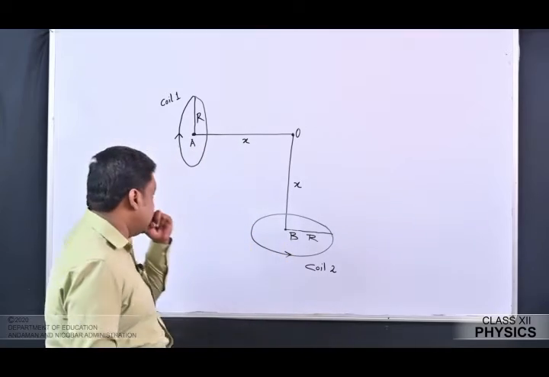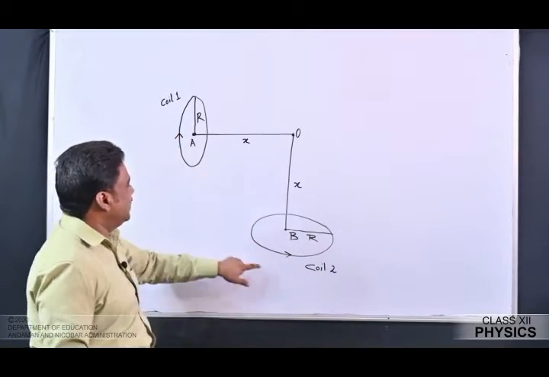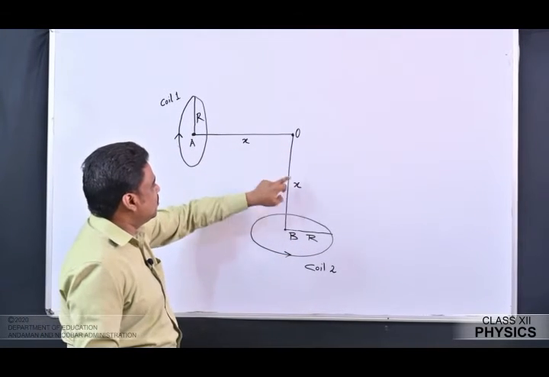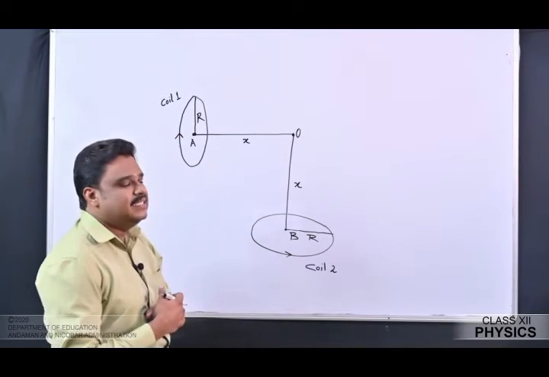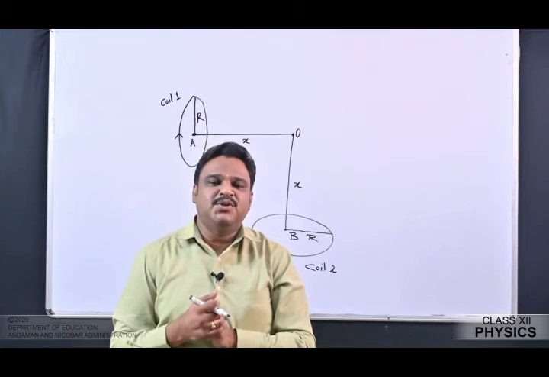And see what the diagram says. There are two coils, say coil 1 and coil 2. The radii are equal, R and R. The location distance is also equal. At O, what will be the net magnetic field due to these two coils? How are the two coils kept? Their geometric axes are perpendicular to each other.